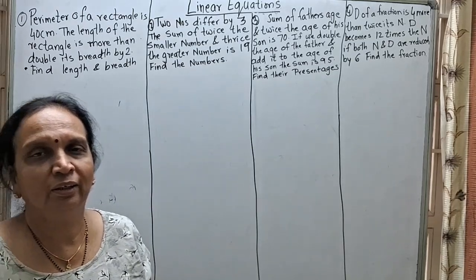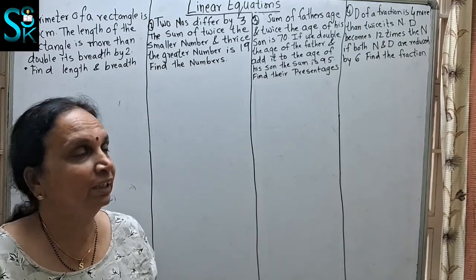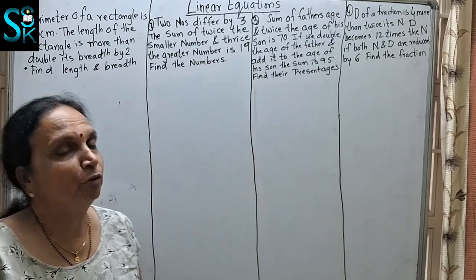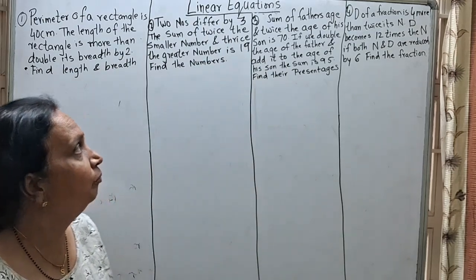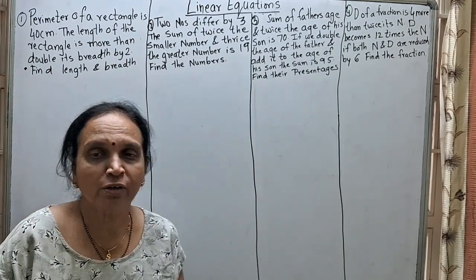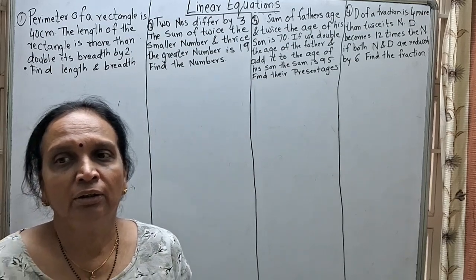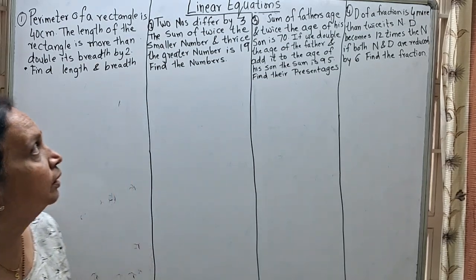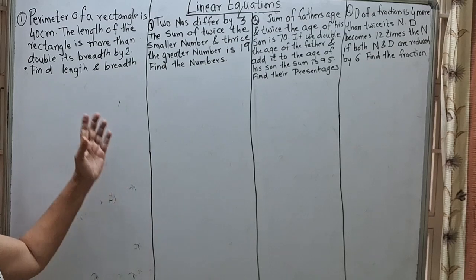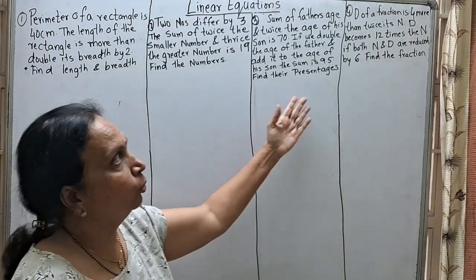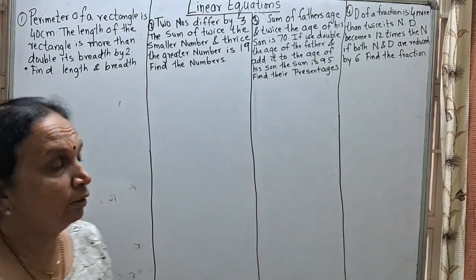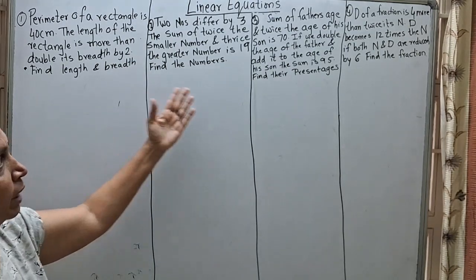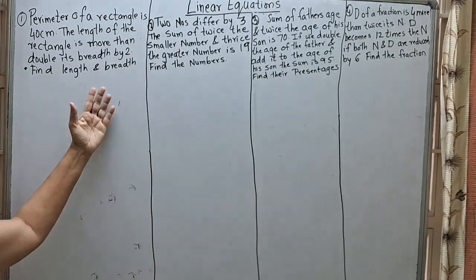Hello students, once again I am back with the final topic of linear equations, that is application of simultaneous equations. In short, we say word problems. I have already written 4 sums so that we can save time, so we'll just go through them.